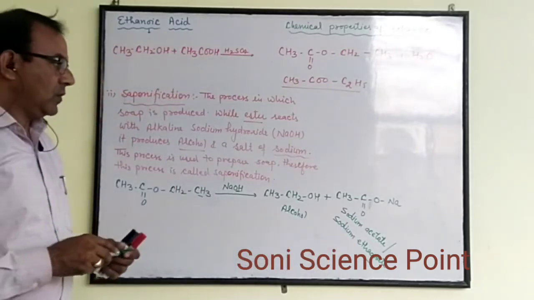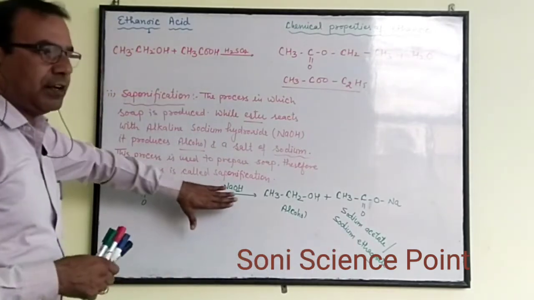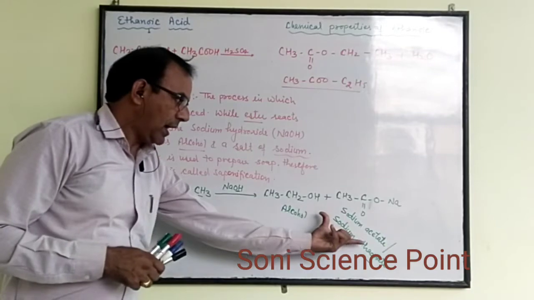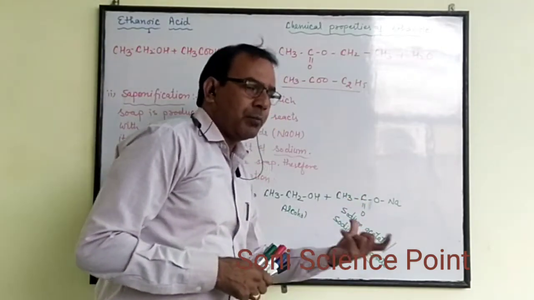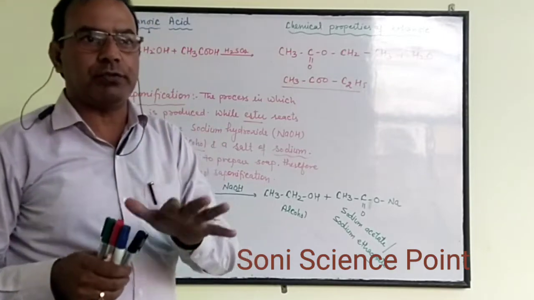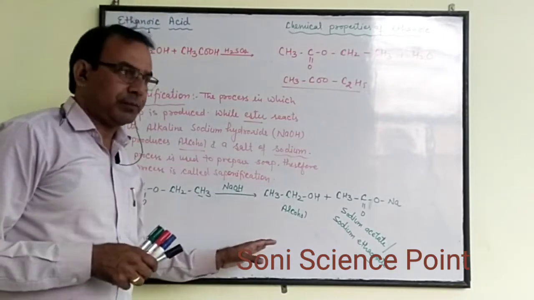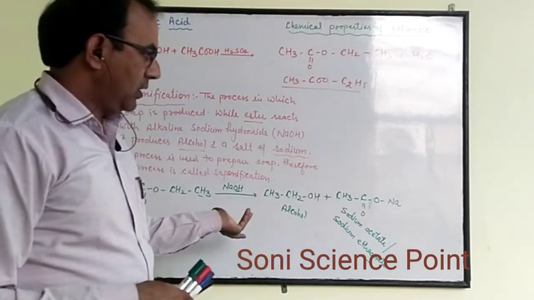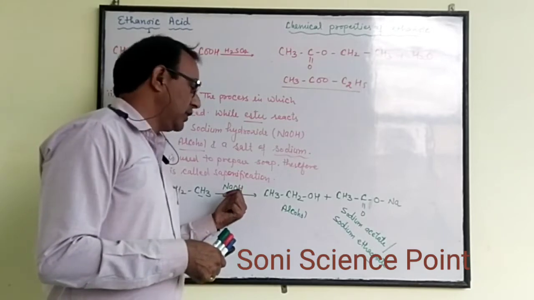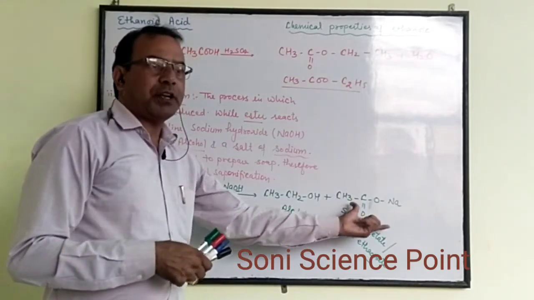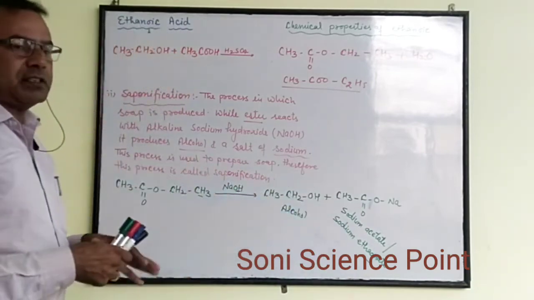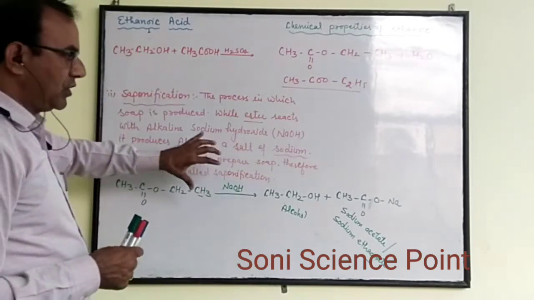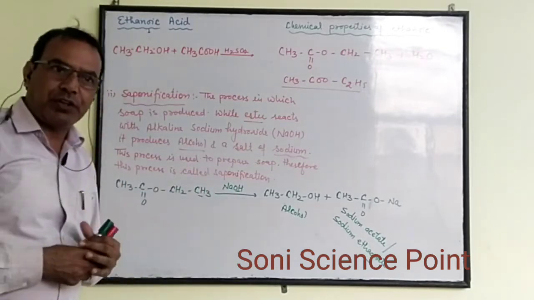What would happen when ester reacts in presence of alkaline sodium hydroxide? It produces alcohol and soap. This is the formula of soap. Because we know that soap is the long chain of sodium and potassium compounds. In this it contains sodium. One more, potassium hydroxide is taken, sorry, not potassium nitrate, potassium hydroxide. Then it will form potassium acetate. Soap is the long chain compound of sodium and potassium. While preparing soap, this process is used, so it is called saponification.